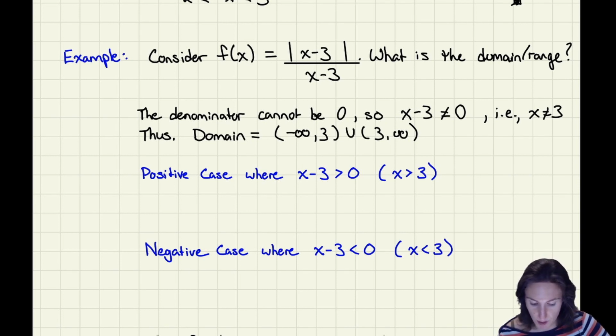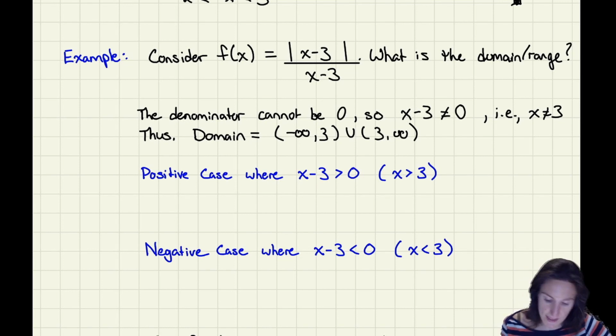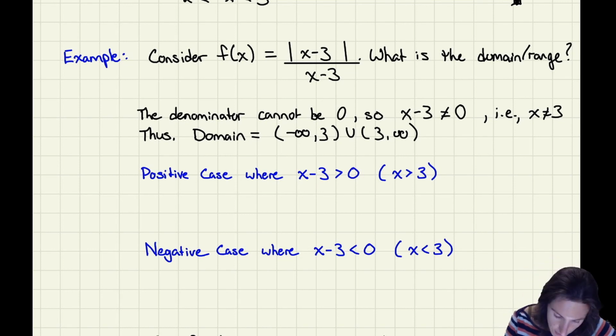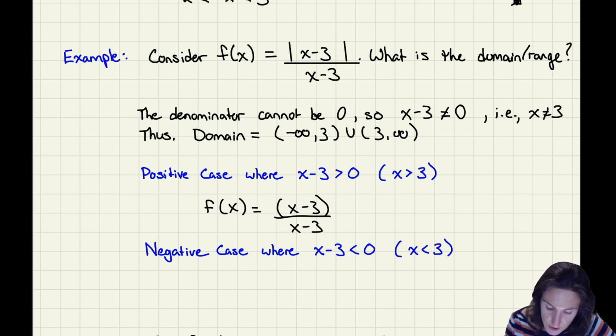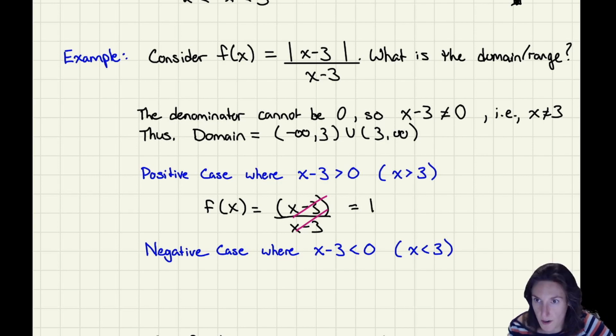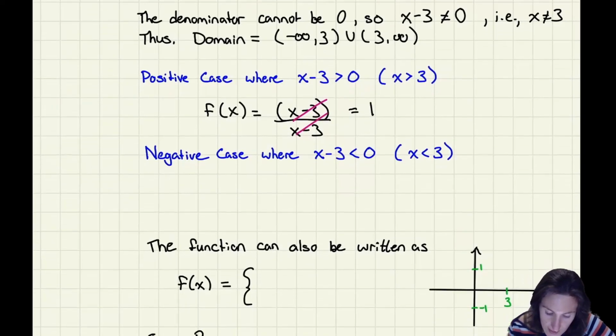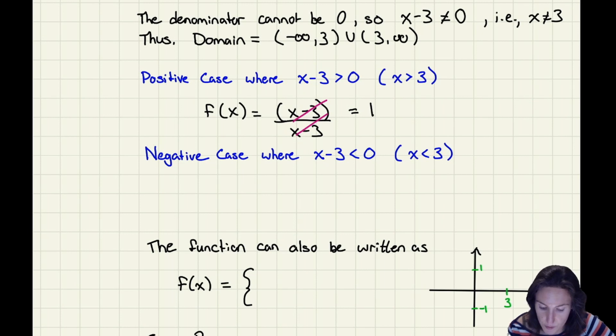Now, let's look at the positive case of this. Let's look at the case where x minus 3 is greater than 0, or when x is greater than 3, however you'd like to think about it. So my function can be written as f of x equals x minus 3 divided by x minus 3. These terms are the same, so the output of the function in our positive case is equal to 1.